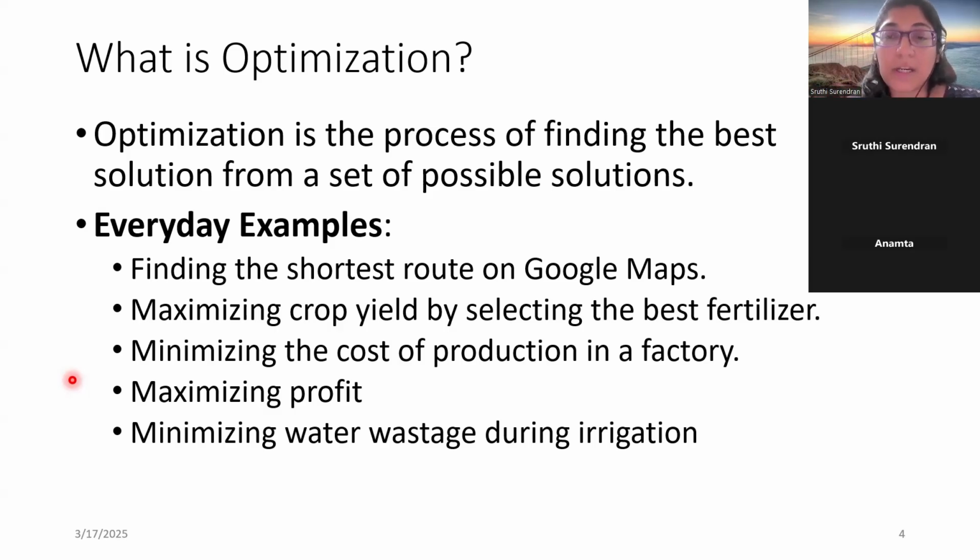Again, if you look at a factory, how do you reduce the cost of production? By maximizing the amount of produce that you get. That is optimization. How to maximize the profit, how to minimize water wastage. So whether maximizing or minimizing, an optimal solution means we want the best solution. If our best is to get the maximum out of it, then that is the optimal solution. If our best is to get the minimum result, or minimize the cost, or minimize the loss, or any such thing, then that is our optimal solution.